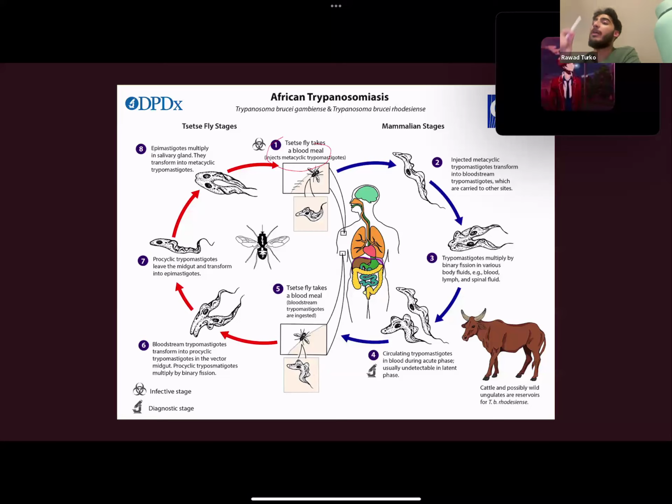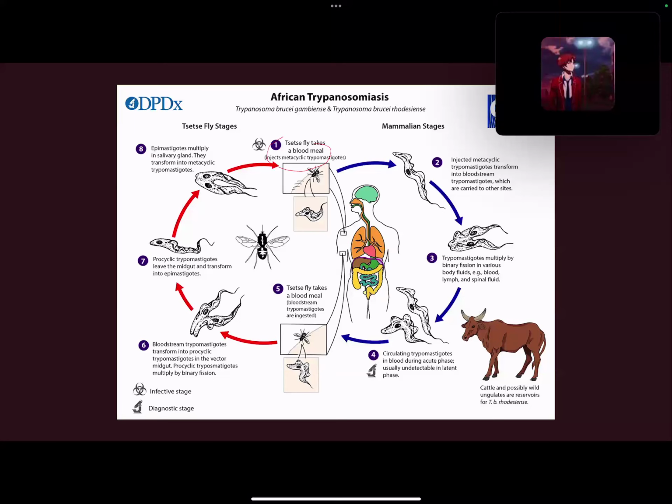This is important. Guys, by the way, another thing. The trypomastigote, you know what, we'll get to it later. It's not that important. Just remind me later on to talk about the trypomastigotes. Yasser, remind me later on to talk about trypomastigotes once we get to cruzi.